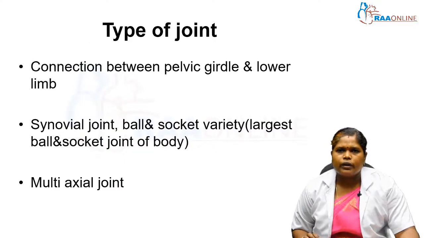Now, for any joint, we have to know the type and variety of the joint. The hip joint, as I told, is an important connecting link between pelvic girdle and lower limb. It is a synovial type of joint and ball and socket variety. And you all know we have the same ball and socket variety of synovial joint in the upper limb, and that is the shoulder joint. The hip joint is considered one of the largest ball and socket joints of the body. And it is a multi-axial joint, so movement occurs in multiple axes.